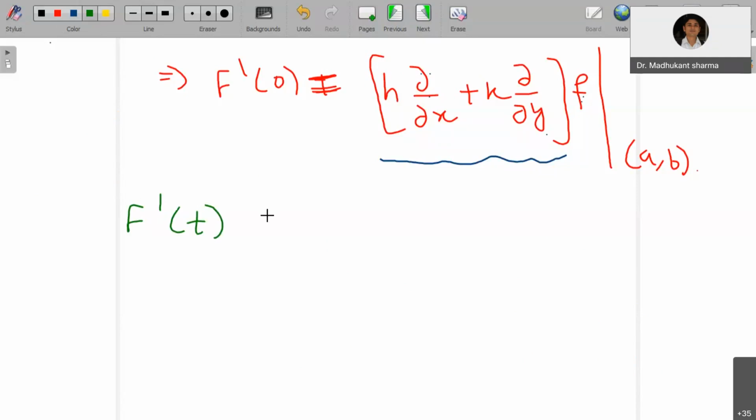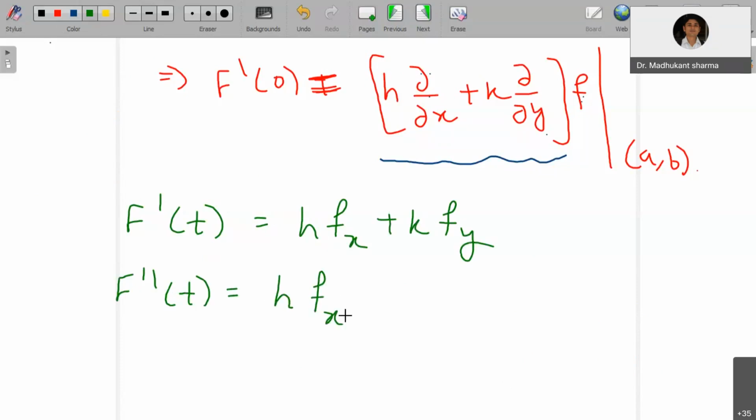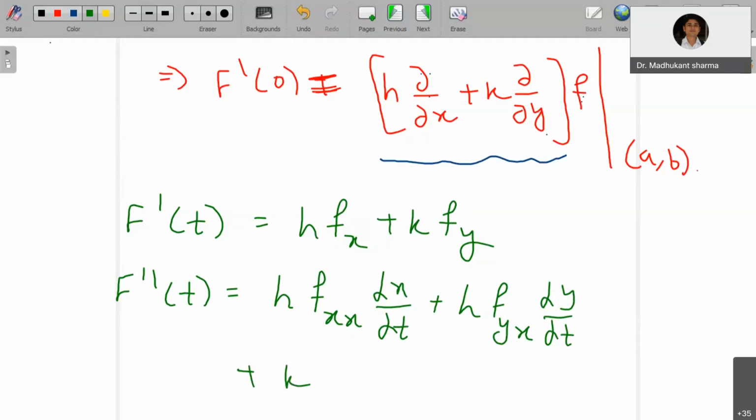So you have f dash at t is nothing but h time fx plus k time fy. Now further differentiation will give you h time fxx, times dx by dt, again chain rule, plus h time fxy, so fyx dy by dt. So this is about the first term. And regarding the second term, you have k time fxy dx by dt plus k time fyy dy by dt.